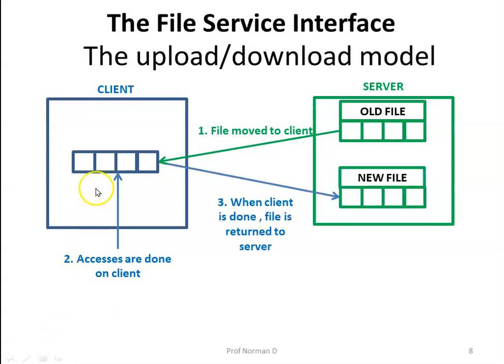So here on the client, the accesses are done on the client machine. And the second operation transfers an entire file the other way, that is from the client to the server. So this model is moving the whole files in either direction. The files can be stored in memory or on a local disk as required.